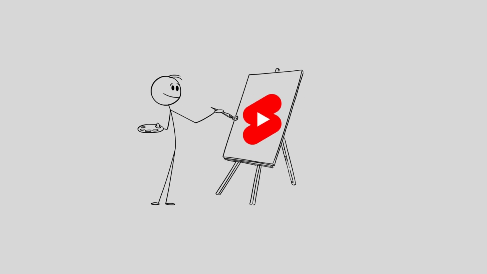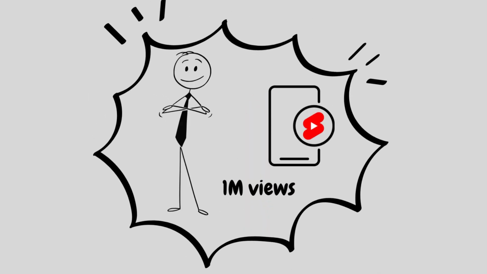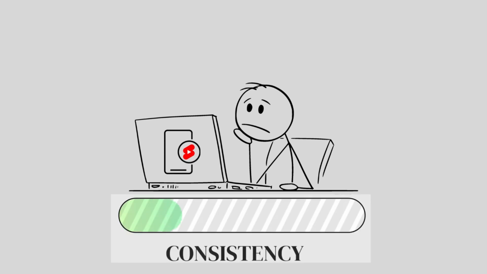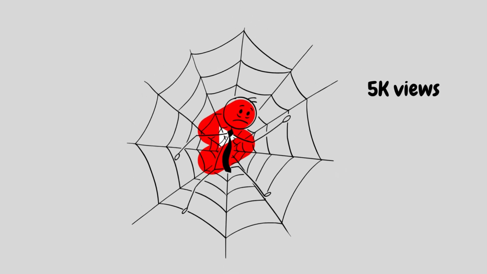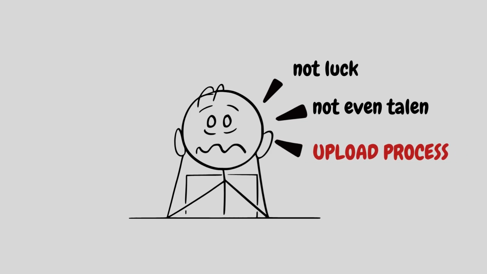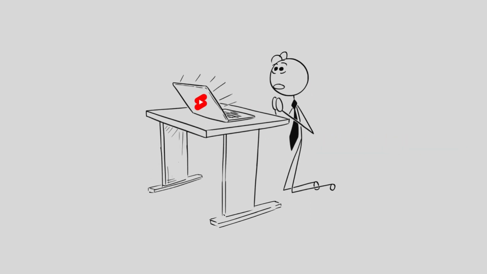Some creators upload their very first short, and boom, 1 million views. And then there's you, uploading consistently for months, optimizing everything, trying every trick, and still stuck at 3,000, maybe 5,000 views. So what's the difference? It's not luck. It's not even talent. Most of the time, it's the upload process. Yes, the way you upload your shorts actually matters more than you think.